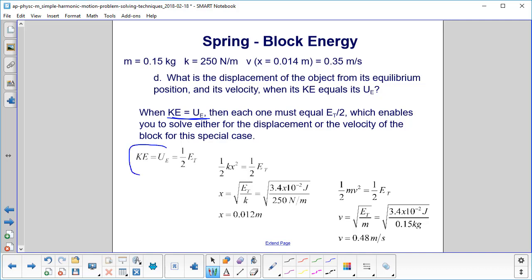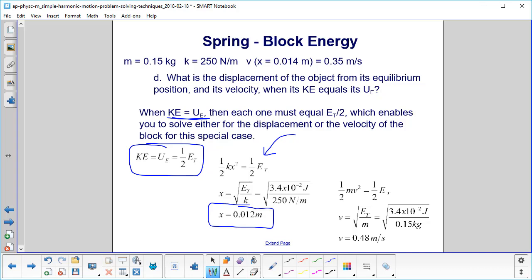So here's what we're talking about right here. The two energies are equal, so each one shares the total energy equally. So we can say 1/2 k x squared is equal to 1/2 of the total energy. We rearrange that to solve for x, and we find that at position 0.012 meters, half of the energy is in kinetic energy and half is in potential energy.